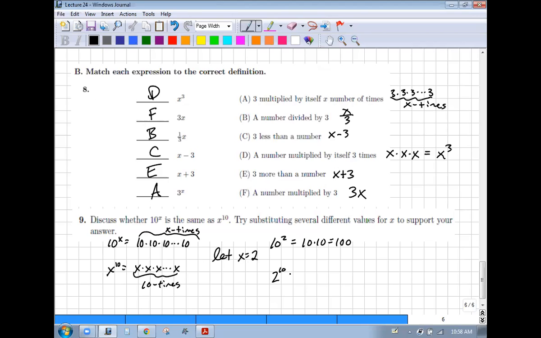2 to the 10th power is 2 times 2 times 2 times 2, 10 times. So what would that be? That would be 2 times 2. 2 times 2 is 4, times 2 is 8, times 2 is 16, times 2 is 32, times 2 is 64, times 2 is 128, times 2 is 256, times 2 is 512, times 2 is 1024. This is 1024. 2 to the 10th is 1024.